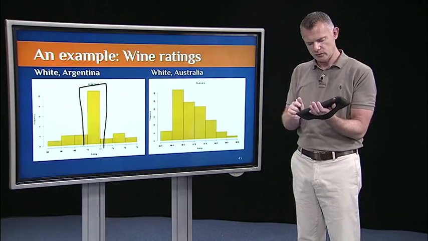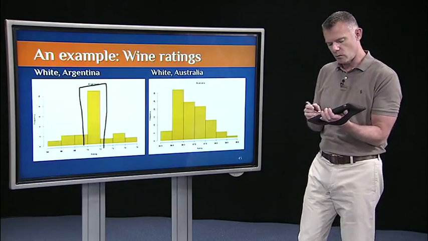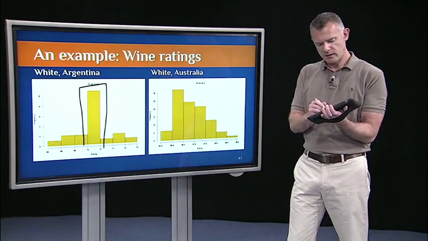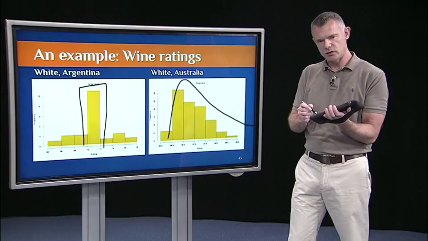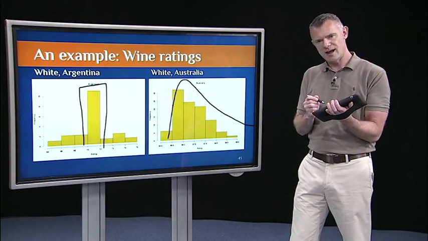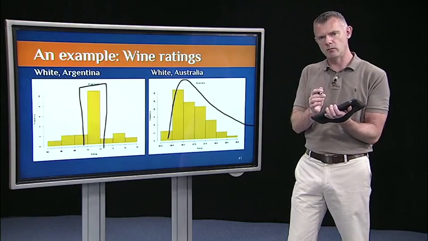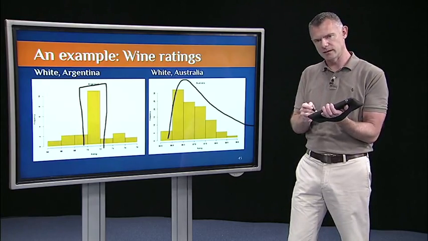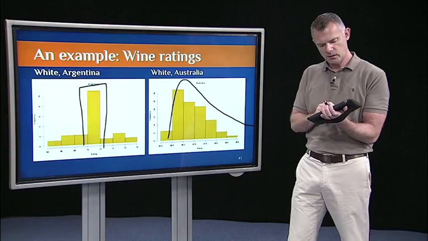In contrast to the Australian white, here you're getting a little bit of that positive skew. So this one's not looking as normal as the red wine distributions. There's a positive skew in this one.